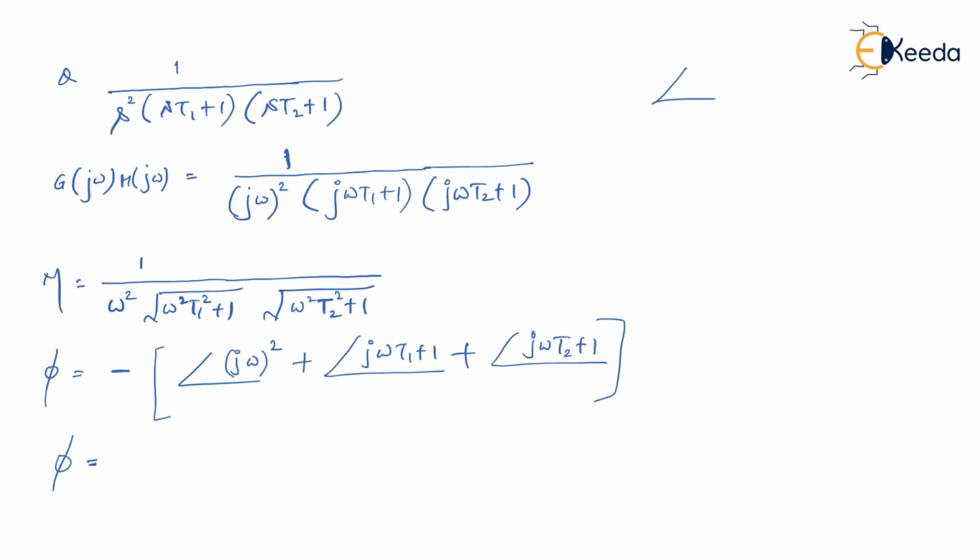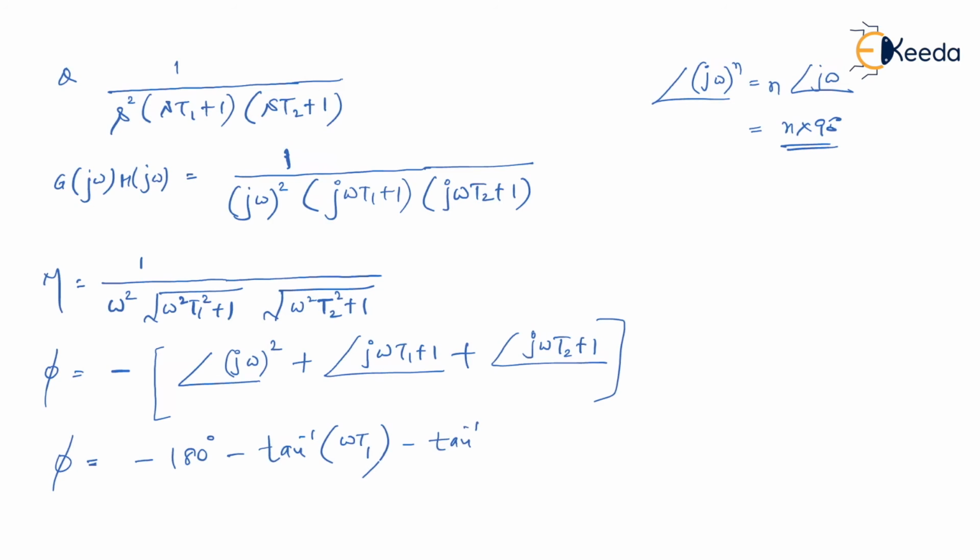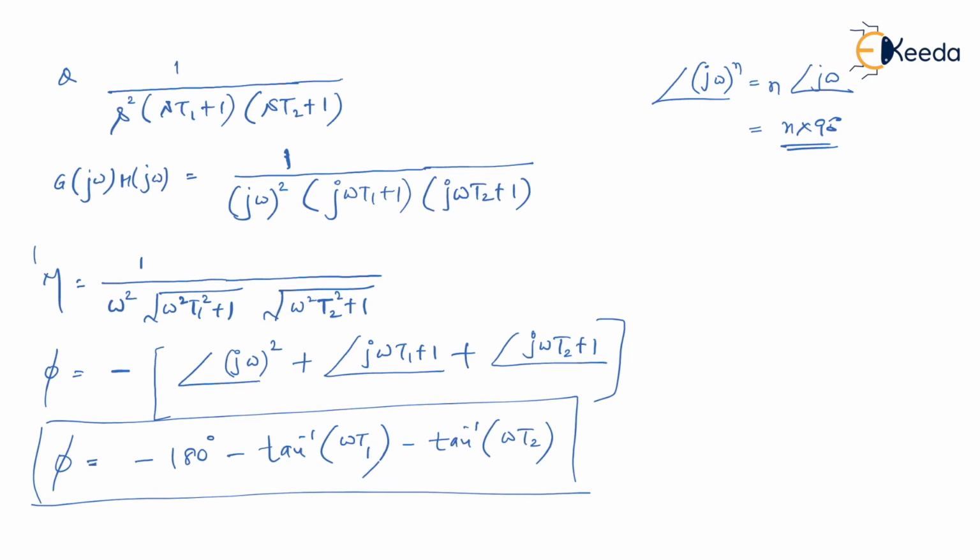You know that the angle of j omega to the power n, we have learned that it is n times the angle of j omega. And the angle of j omega is always 90 degree. So it is n into 90 degree. In this case, n value is equal to 2. So I can write it is minus 180 degree minus tan inverse of omega t1, imaginary part omega t1 and real part 1, minus tan inverse of omega t2 by 1, of course. So this is the final phase value. This is the final magnitude value.